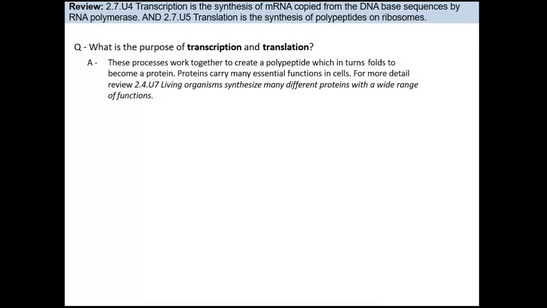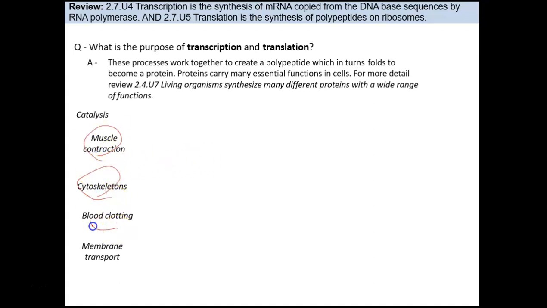What is the purpose of transcription and translation? Oh my gosh, everyone knows, including you. Pause the video and answer the question. Yes, so many things: catalysis, muscle contraction, cytoskeleton, blood clotting, membrane transport. There are so many different types of proteins. So the purpose of transcription and translation is ending with a polypeptide or protein.